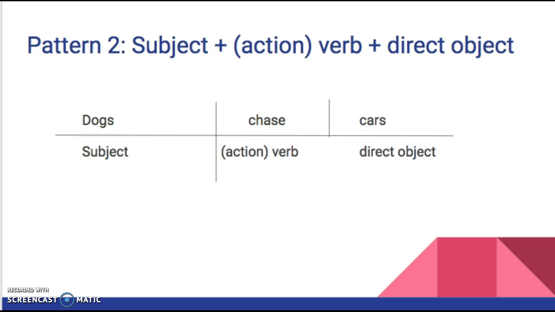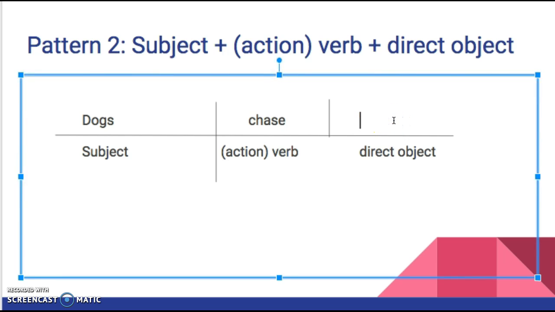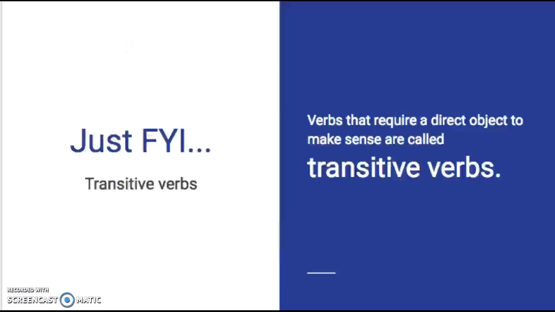What would happen if I just had dogs chase and I took out cars? Would that sentence make any sense? No, it wouldn't. So one thing you might notice about direct object action verbs is that they need the direct object in order to make sense. We call that a transitive verb.